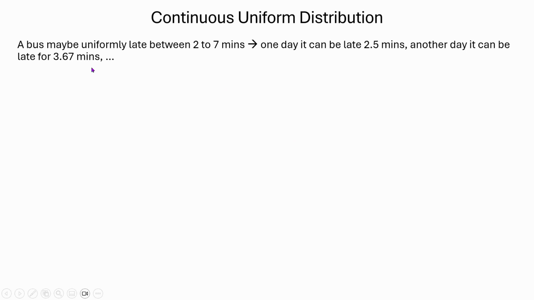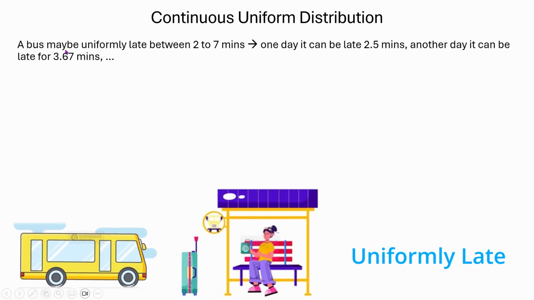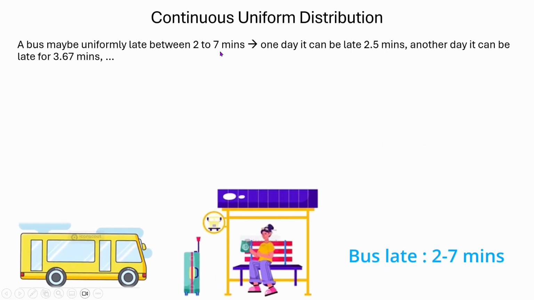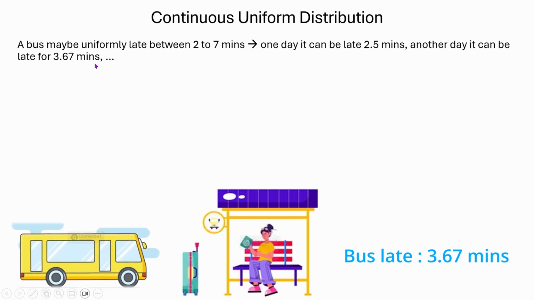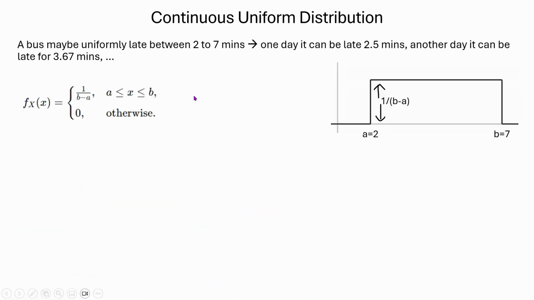Next, let's talk about the continuous case of the uniform distribution. Suppose we are trying to model how late a bus is. And let's assume that the bus is uniformly late between 2 to 7 minutes at the bus station. So it can be late for maybe 2.5 minutes one day, another day it can be late for 3.67 minutes, but it is uniform. So we can model it using the uniform distribution.